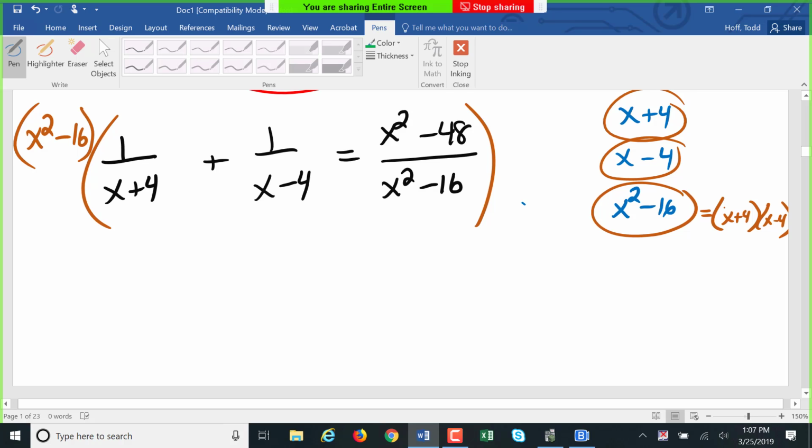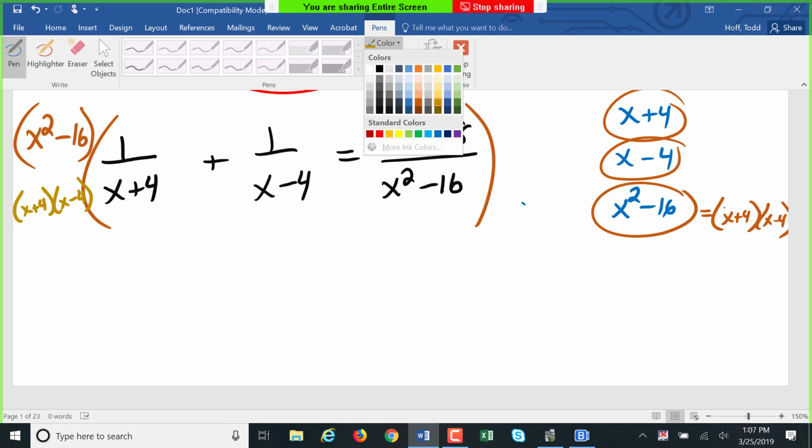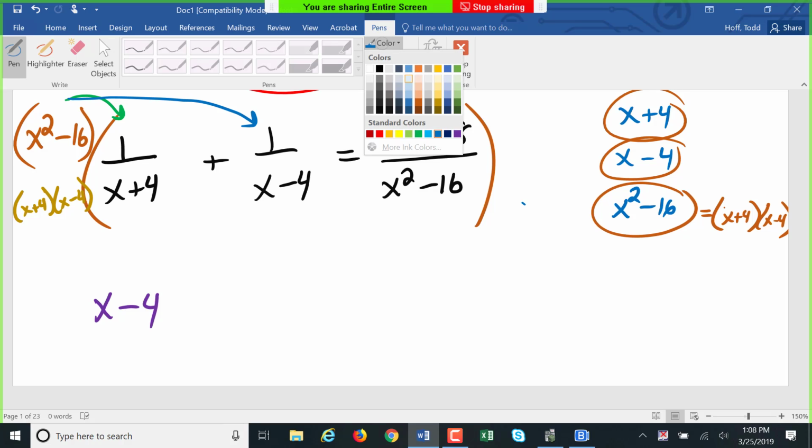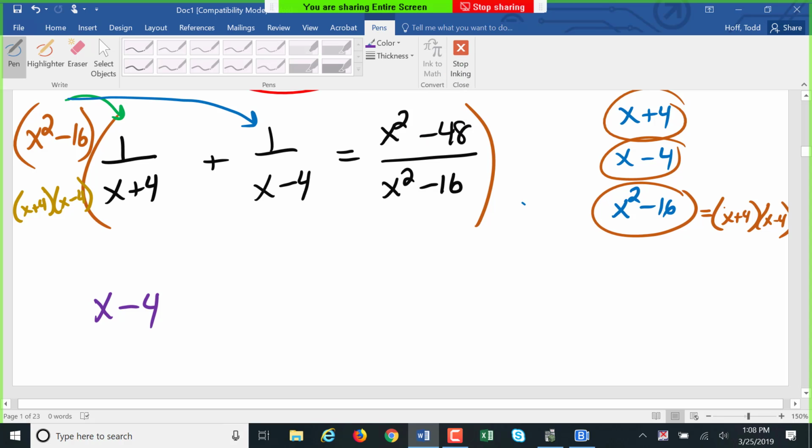We need to keep in mind as we do this, though, that x squared minus 16 is x plus 4 times x minus 4. Because as we see in this first step, we multiply by 1 over x plus 4. The x plus 4's divide out, leaving us with x minus 4. Good. The next piece, we multiply x squared minus 16 times 1 over x minus 4. There, things divide out to leave us with x plus 4. Good. The x minus 4 and x minus 4 divide out.